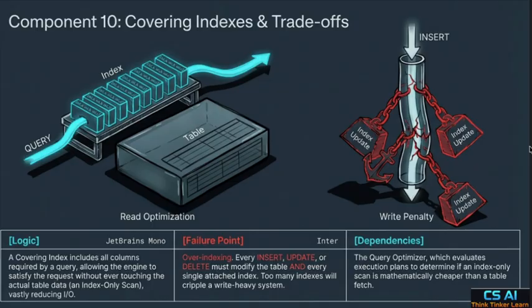A covering index is the ultimate read optimization. It includes all columns required by a specific query, allowing the engine to satisfy the request without ever touching the actual table data. This is called an index-only scan. This vastly reduces I/O. The catch is the write penalty. Every insert or update must now modify the table and every single attached index. Over-indexing will eventually cripple a write-heavy system.